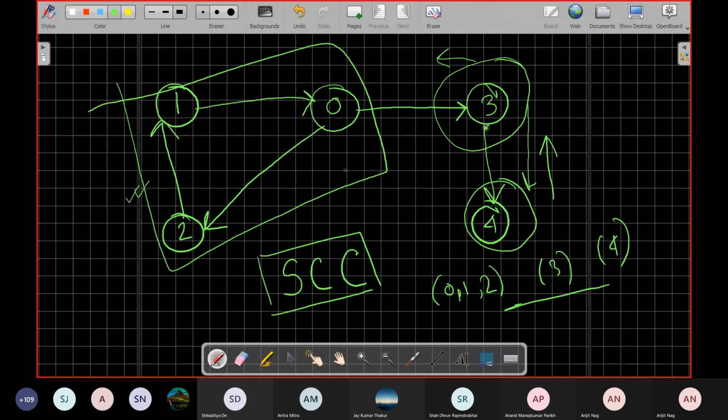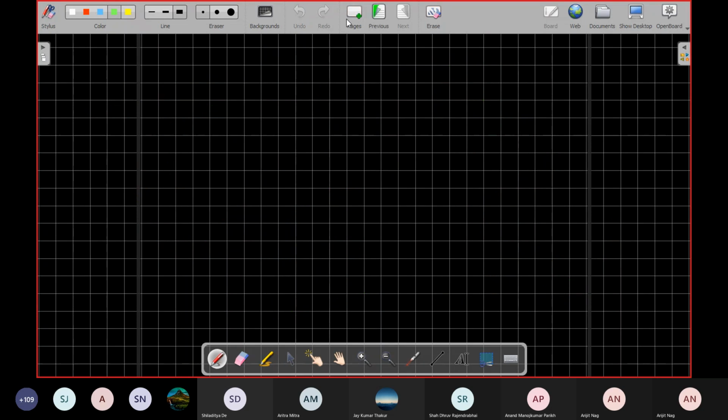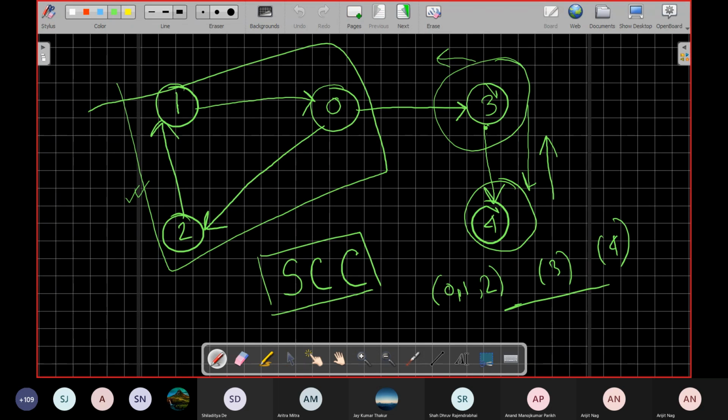So now the question is, suppose we give you a graph and ask you what the different strongly connected components in the graph are. How will you do that? Sir, first of all, I will check the number of cycles in the graph. Yeah, but how? How will you check? Suppose take this example and tell me how will you check the number of cycles in the graph.